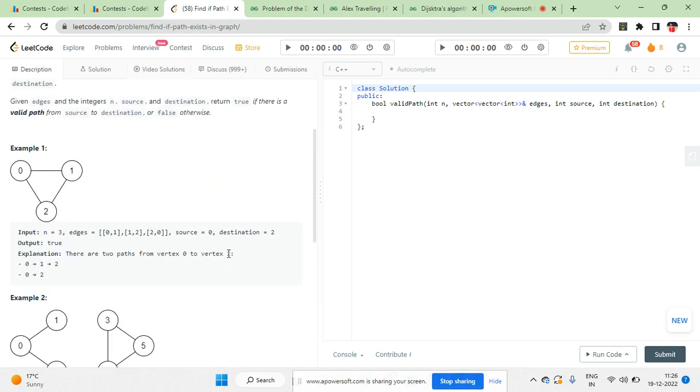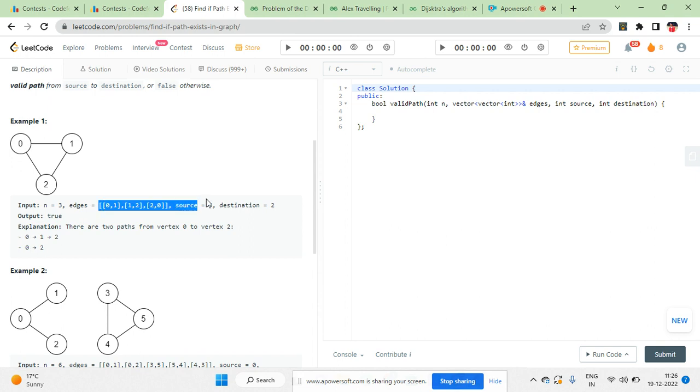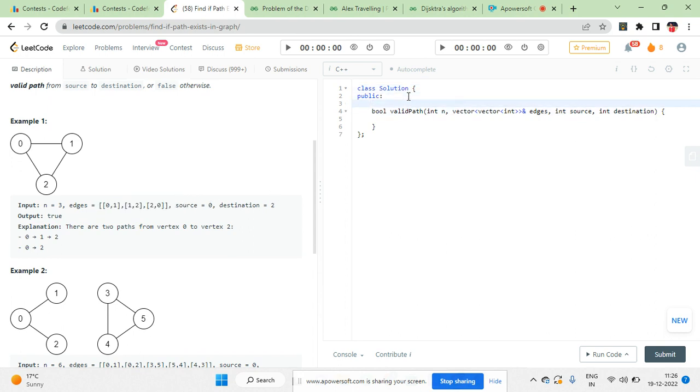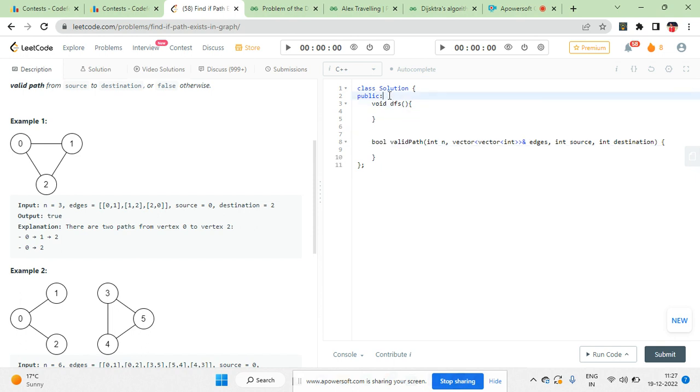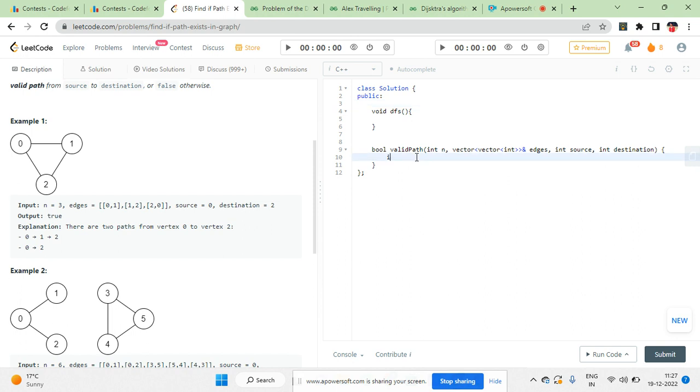So what would be the logic? The logic would be to create this graph first of all, then start a DFS from your source point, and make all the points visited that you can visit. At last I will check, I have my visited vector over here initialized with 0. At last I'll return whether the destination is visited or not.